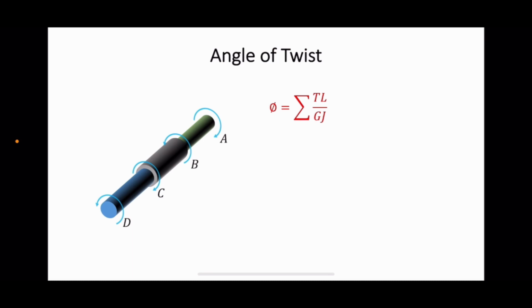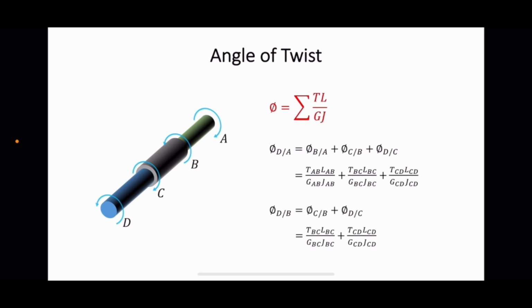As you can see, the shaft on the screen can be divided into three segments. If we want to determine the angle of twist between the two ends A and D, we can apply the following equation. However, if we are asked to determine the angle of twist between D and B, the equation to be used should be the following.